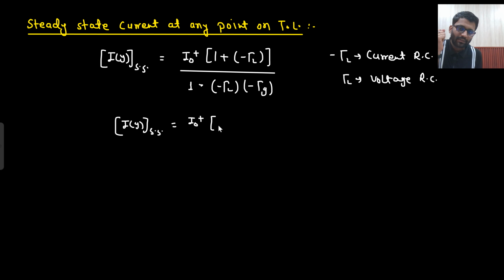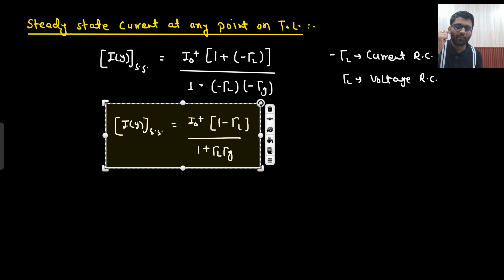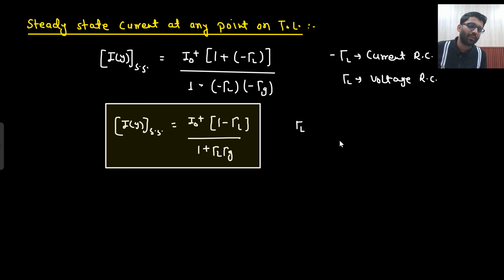I naught plus into 1 minus gamma L divided by 1 plus gamma L gamma G. So this is what you are getting, but need to make sure what your gamma L is. Here, what is your gamma L? Minus gamma L is the current reflection coefficient, but plus gamma L is the voltage reflection coefficient.